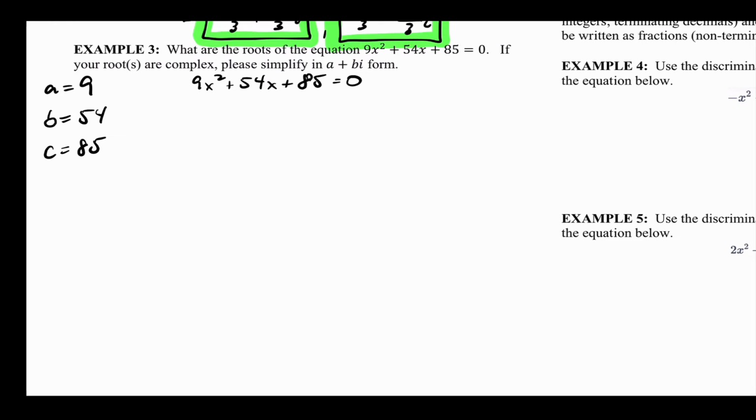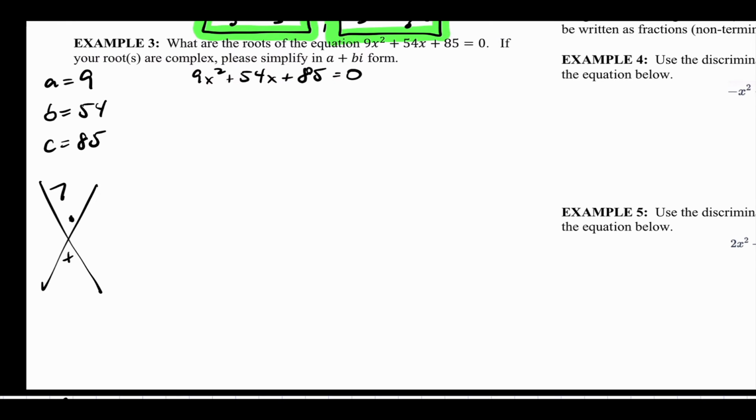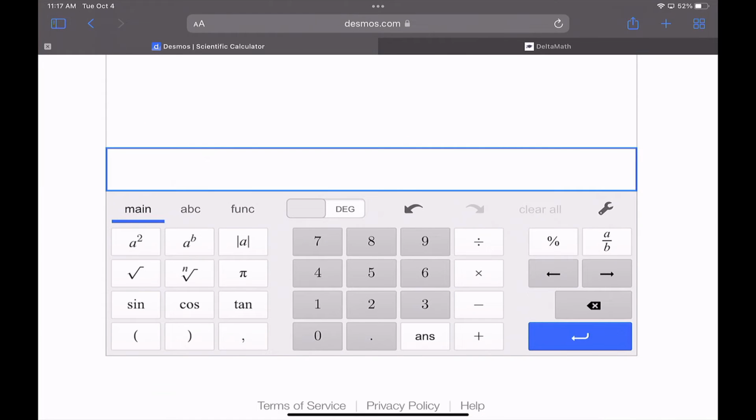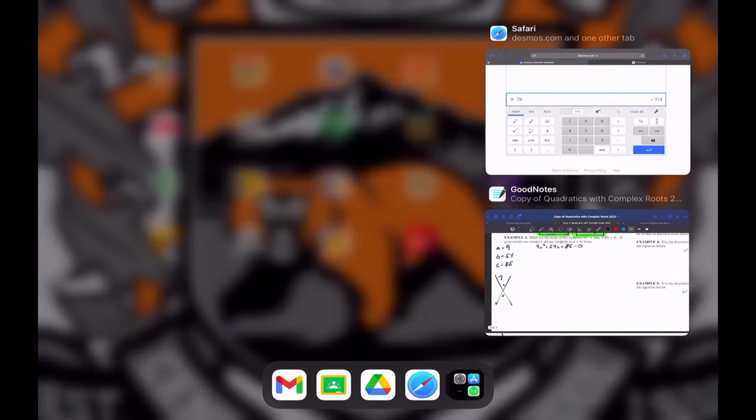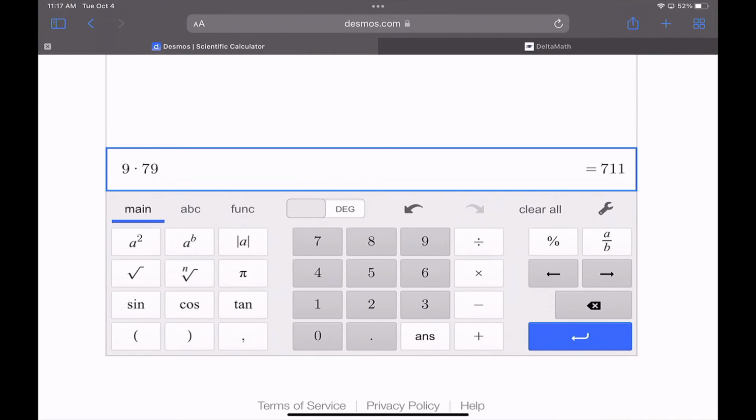Okay, so it's already equal to 0. There is no GCF. 9 goes into 9, and 9 goes into 54, but it doesn't go into 85. 3 goes into 9. 3 goes into 54, but 3 doesn't go into 85. So nothing goes in. So when I do a times c, it's going to be a big number. It'll be 700 and something. No, not 79. What was it? It's 85. 9 times 85. 765.